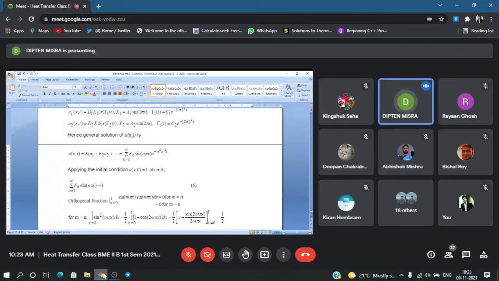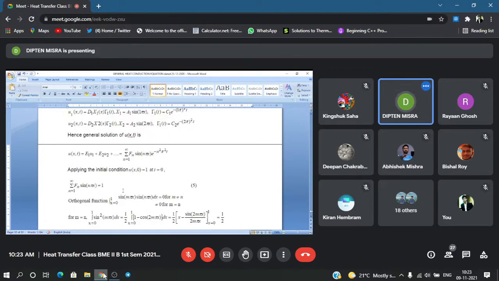Now, this particular characteristic function has a nature that is called orthogonality. What is that? The sine function sine n pi x: if you take one value of n, n equal to 1, n equal to 2, they are mutually orthogonal to each other. And what is the definition of an orthogonal function?